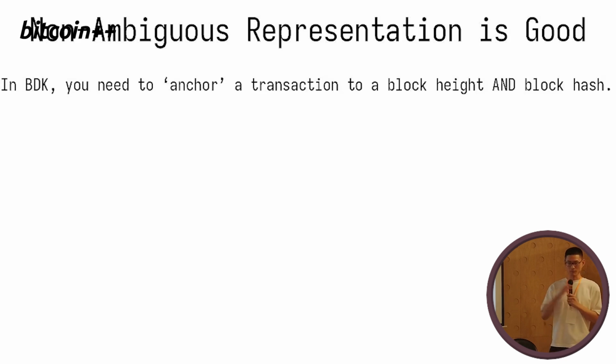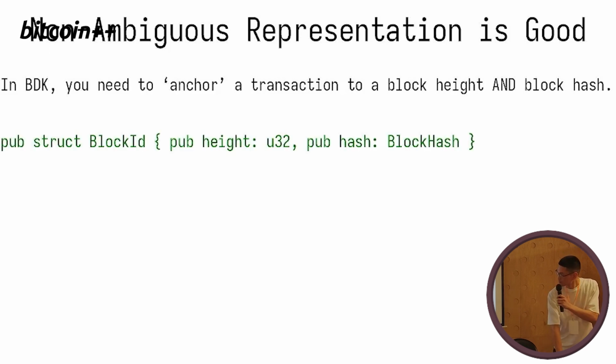So in BDK, we don't want to incentivize this. This is a bad API, it's dangerous. So in BDK, you need to anchor a transaction to a block height and a block hash. We identify blocks in BDK by block ID, height and hash. Technically we could do just the hash, but I think with the height it just becomes a bit more convenient.